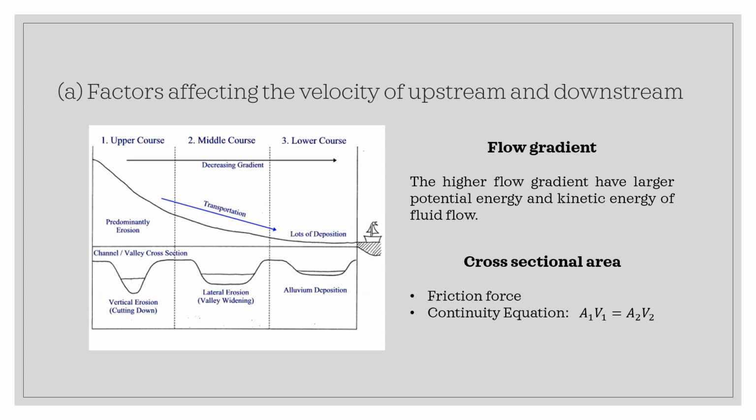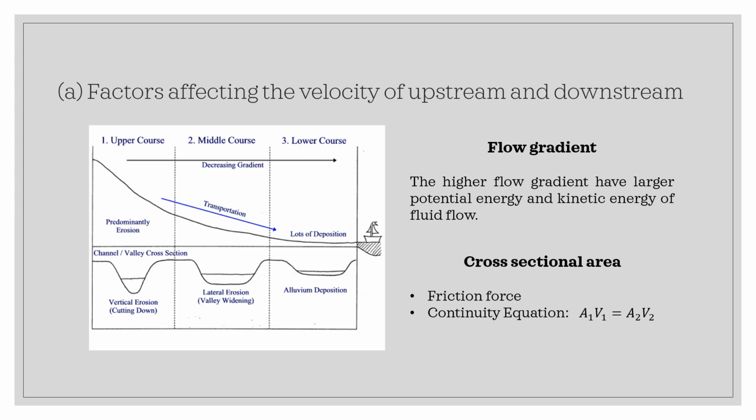For question A, based on the above phenomena, the factors affecting the flow velocity of the upstream and downstream river include the flow gradient and cross-sectional area. From the figure shown in the slide, we can see the upstream river has higher terrain, and the potential energy and kinetic energy of the river flow are relatively high. So the flow velocity at the upstream course is larger than downstream.